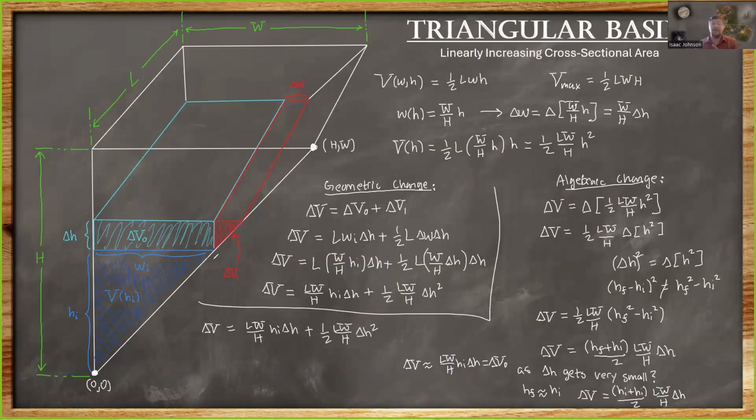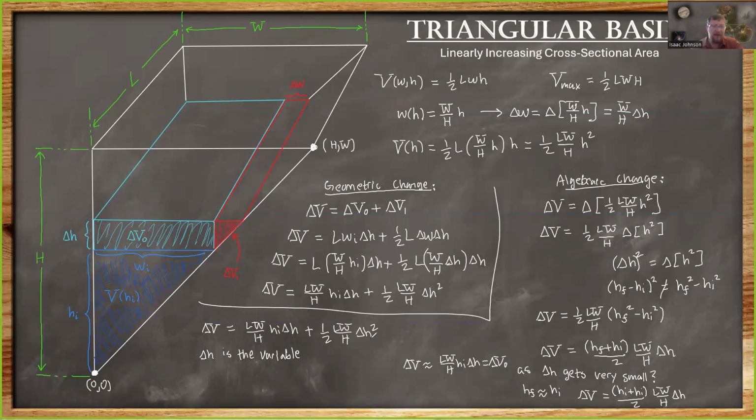But I think to really drive it home, we have to look at the geometric picture and say, okay, let's say that the only thing you're varying is delta H. So delta H is the variable. We pick some height initial and we're just varying delta H. This is the rectangular contribution. This is the triangular contribution.